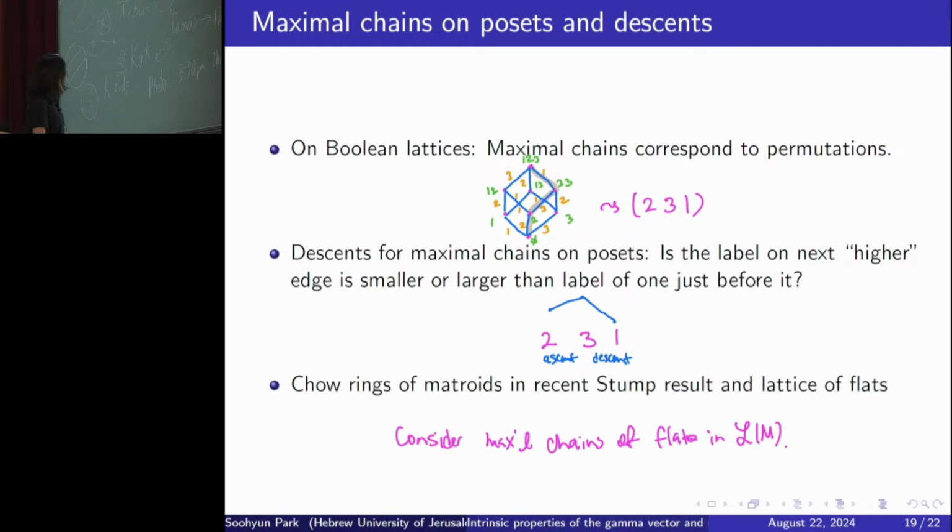And the funny thing is, as Shinji mentioned, until very recently there was no combinatorial interpretation of the gamma vector associated to Chow rings of matroids. But in very recent work of Christian Stump, maybe it came out on the arXiv around July 8th or something, there is a descent statistic interpretation of the gamma vector, which leads to the gamma positivity, involving certain labelings of maximal chains on a poset, namely the lattice of flats of a matroid.